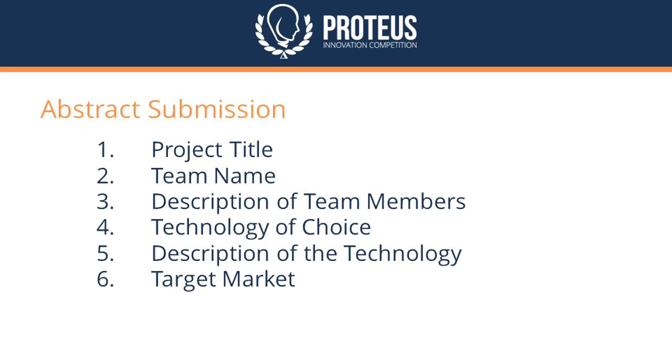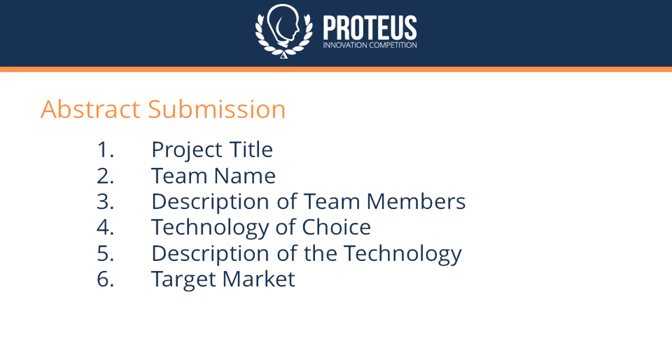So for the abstract submission, what we expect from that is the project title, team name. Be creative, but try not to use any bad words or anything. That'd be nice of you. Description of the team member. So basically, your background. Are you a student? What's your field of expertise? If you've worked in an industry, just to get a sense of who you are.